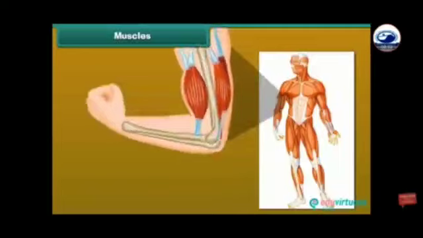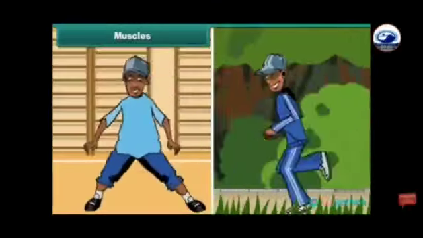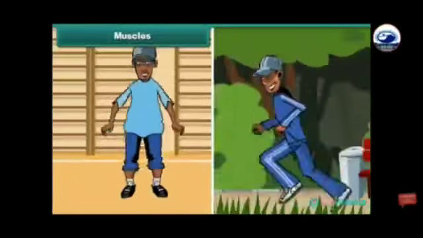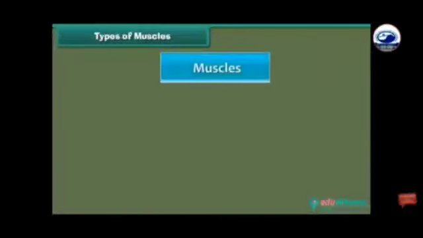Children, make a tight fist and bend your arm at the elbow. Feel your upper arm. It feels harder. This is called the biceps. The biceps are muscles. There are about 600 muscles present in an adult human body. Muscles are made of fibers and are generally attached to the bones by means of tendons. Muscles along with bones help to give shape to the body. They also help the different parts of the body to make the movements.